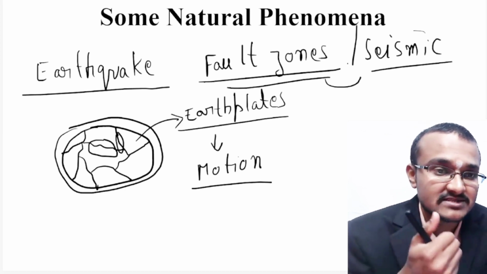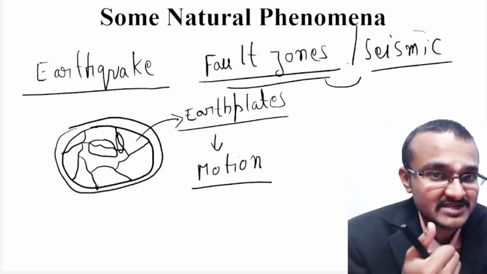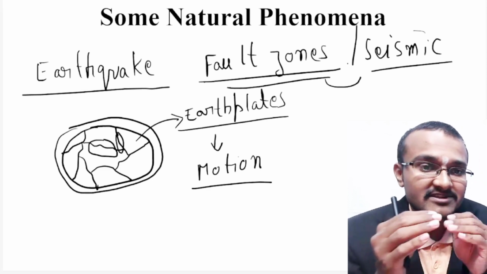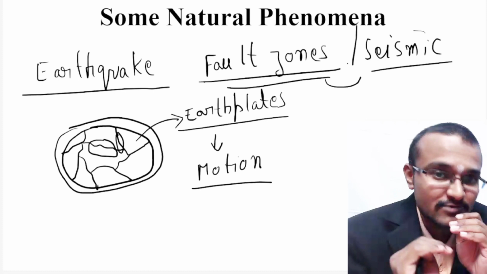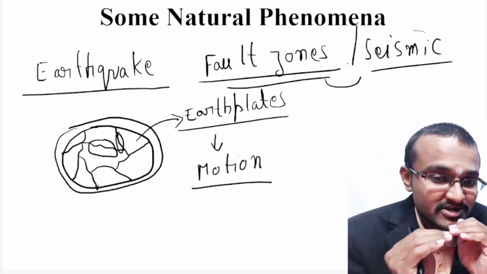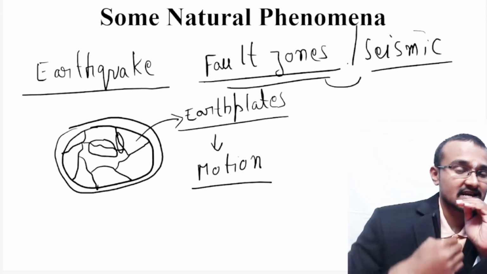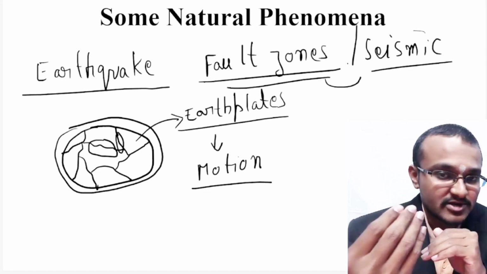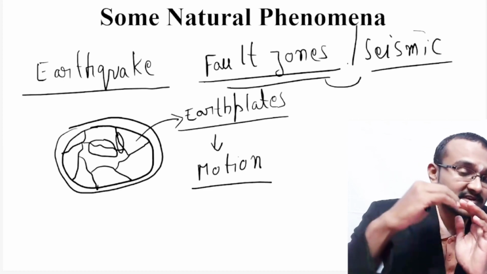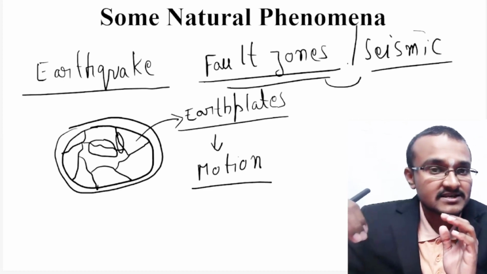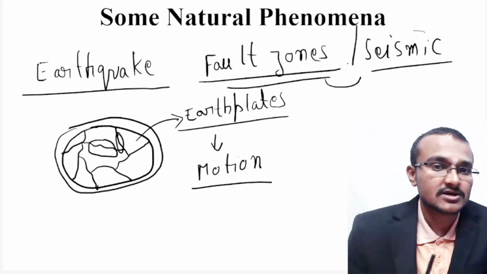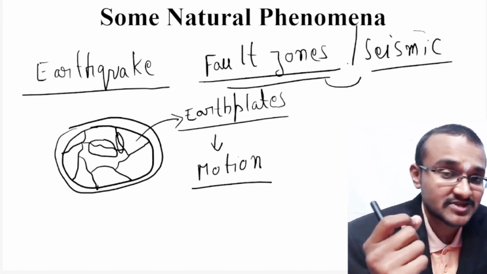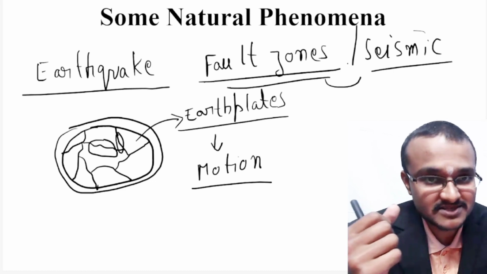These earthquakes will sometimes generate tsunamis as well, because whenever an earthquake happens inside the ocean, it will generate larger waves in that ocean. Hence, that will affect the land surface in the form of a tsunami. So this is how earthquakes take place on the earth's surface.